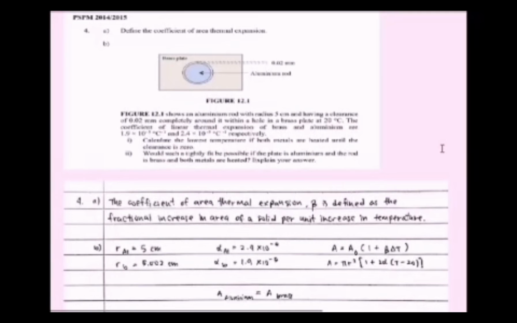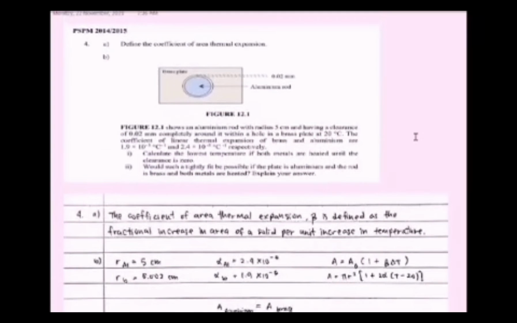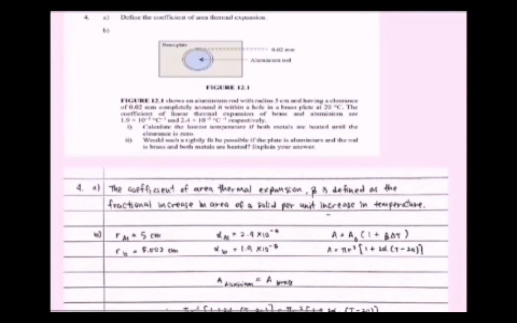Okay, so question 4, define the coefficient of area thermal expansion. So we give the definition. The coefficient of area thermal expansion, beta, is defined as the fractional increase in area of a solid per unit increase in temperature.